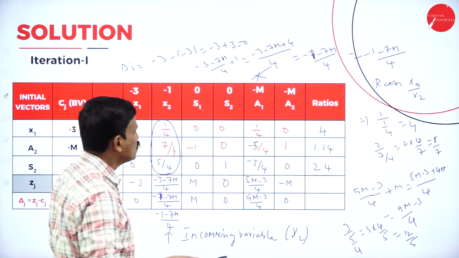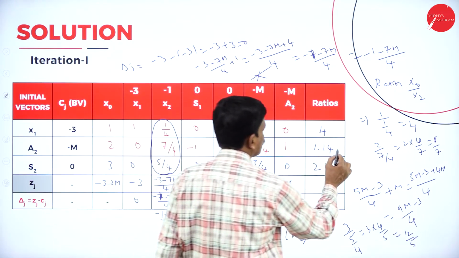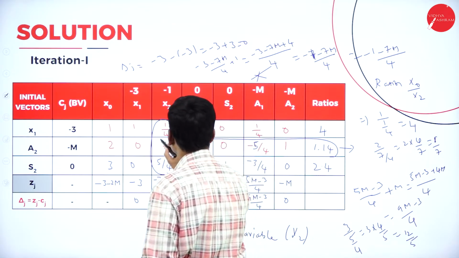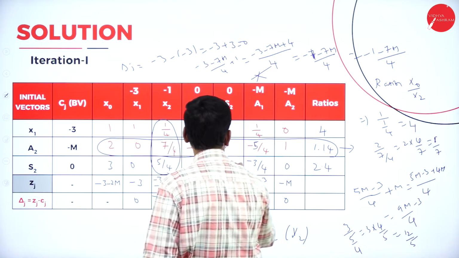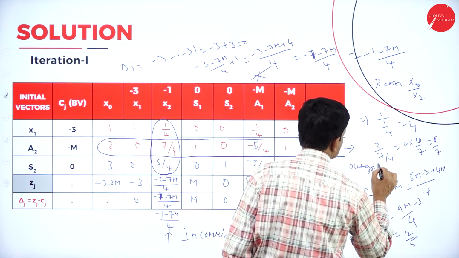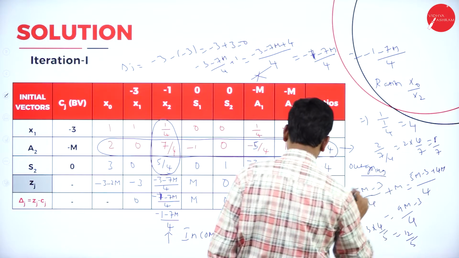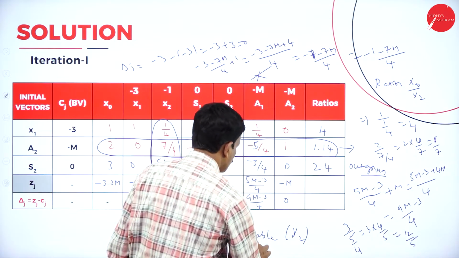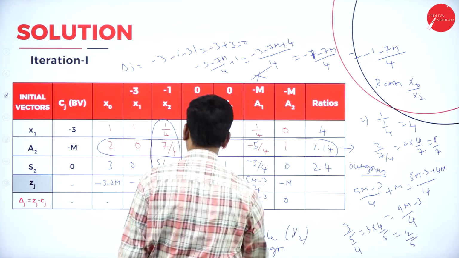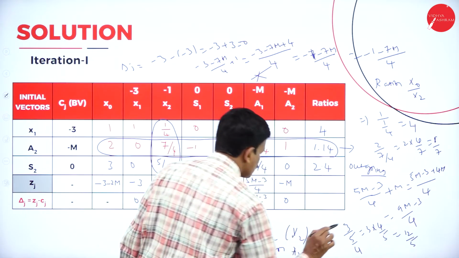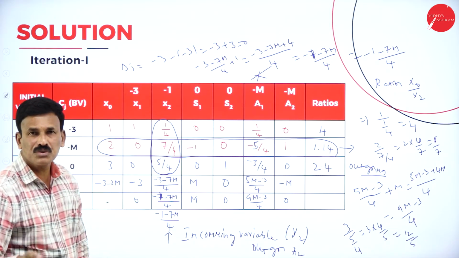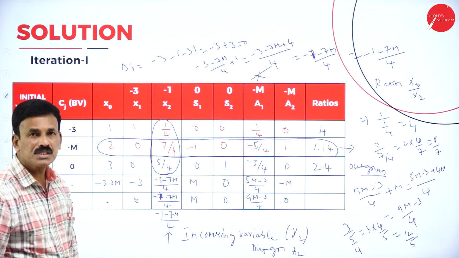What is the least positive value here? This is the least positive, 1.14. So therefore this is called the outgoing variable. So incoming is x2, outgoing variable. What is the outgoing variable? A2. So A2 is the outgoing variable. Since here the optimality is not reached, we have to go for one more iteration, that is iteration 2.